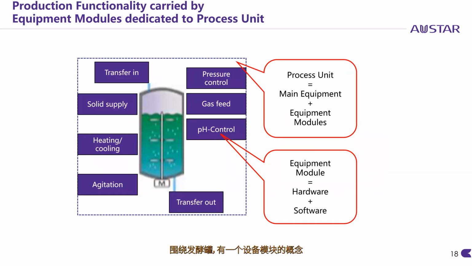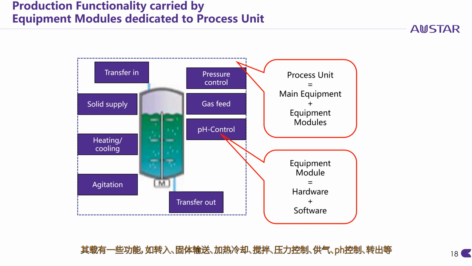Around the fermenter, we have so-called equipment modules. An equipment module carries a certain functionality like transfer in, solid supply, heating, cooling, agitation, pressure control, gas feed, pH control, or transfer out. These equipment modules are composed of hardware and software. And the whole process unit is composed of a main piece of equipment and a number of equipment modules.